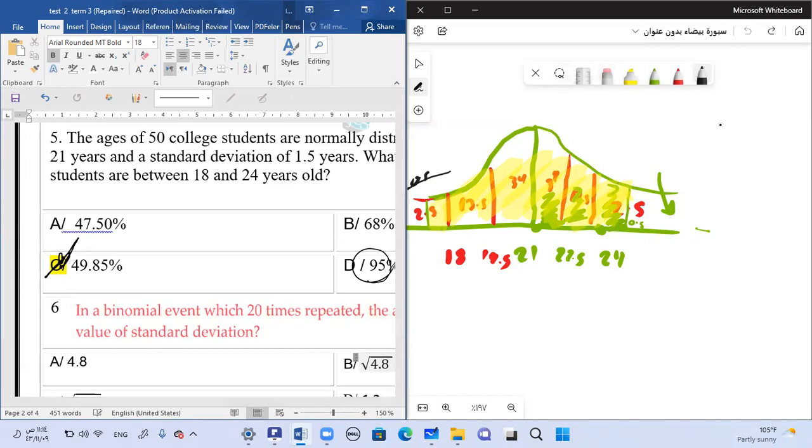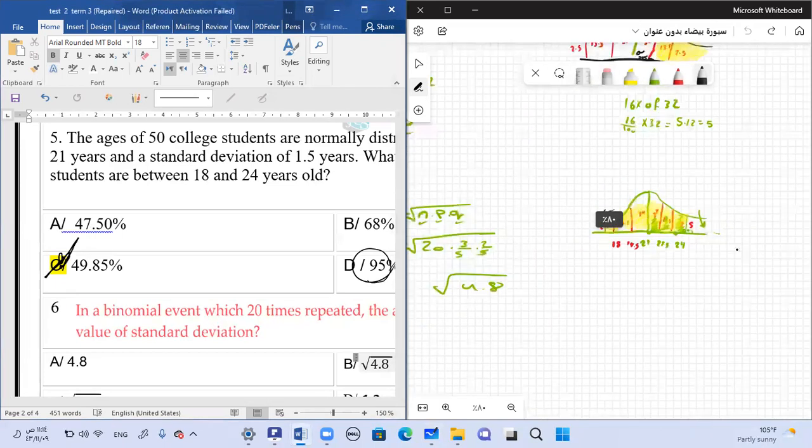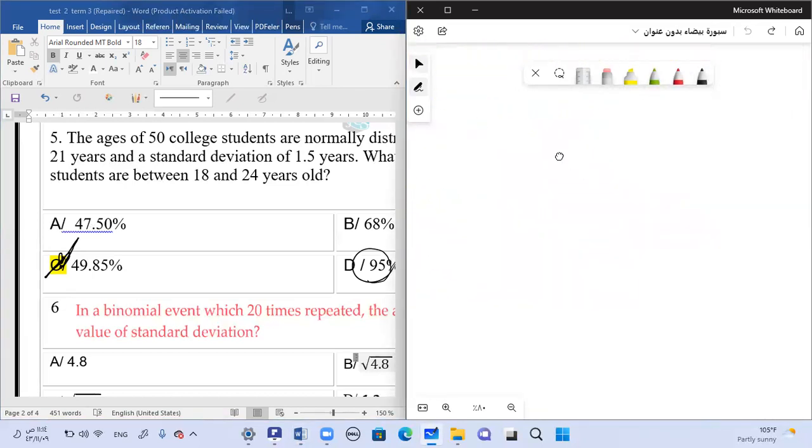Another exercise, exercise number 6. Another exercise you need, this exercise, binomial. The binomial has an important rule, important in the Tahseel book. This exercise is very important. The standard deviation of the binomial will be the square root of n, p, and q. We should find n, p and q, but read the exercise.